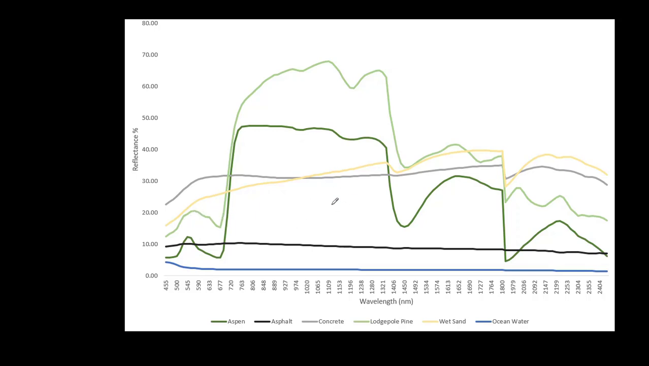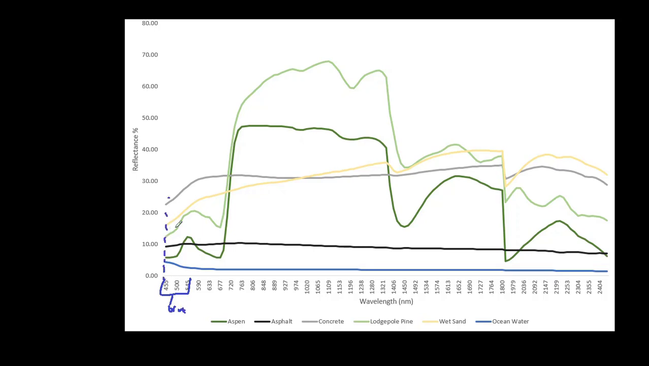That's all that's saying. So how can we start to interpret these graphs? Well, if we look at, let's say, aspen, for example, down here, this is 455 nanometers. So this region, generally speaking, is going to be blue.